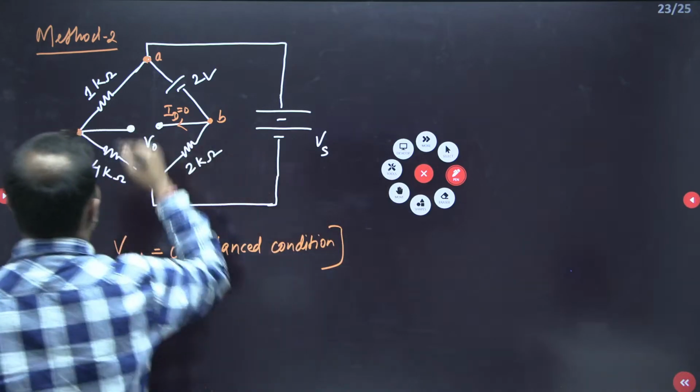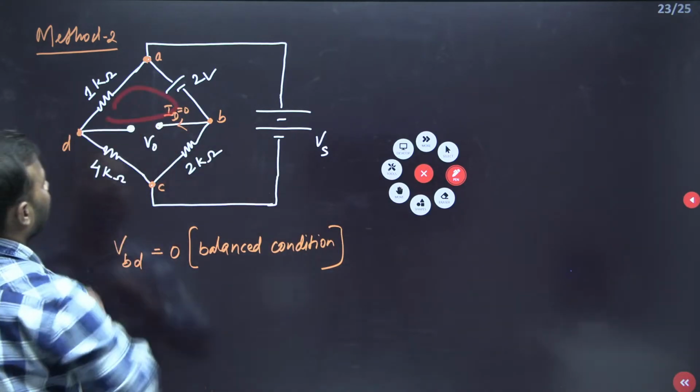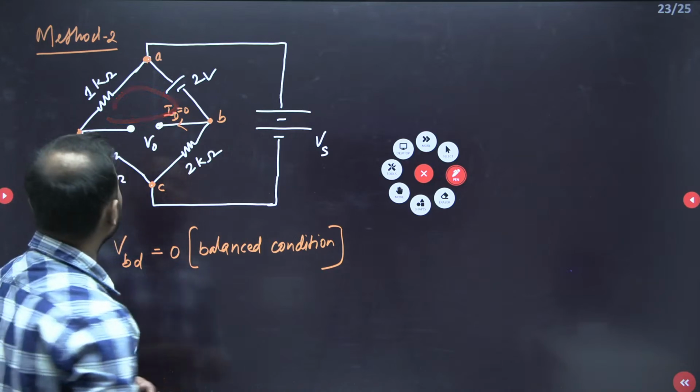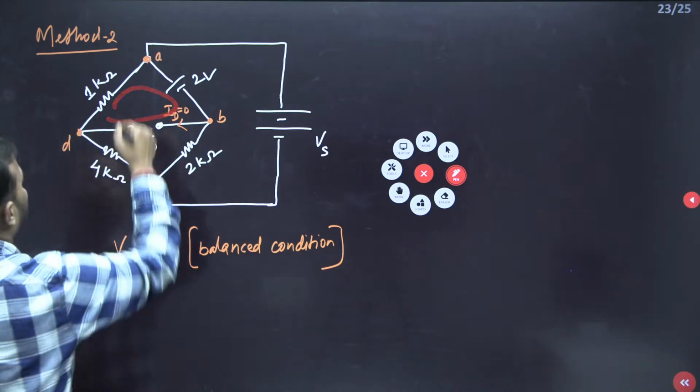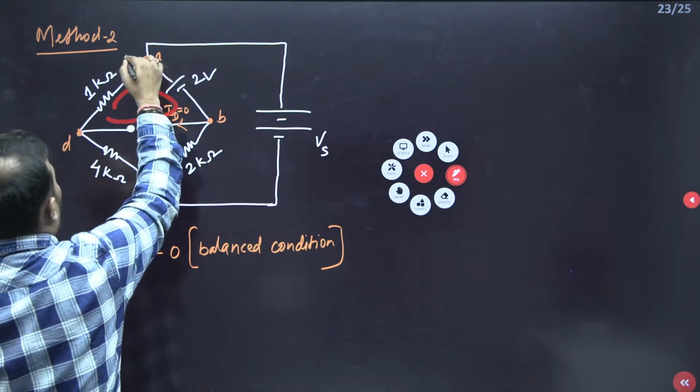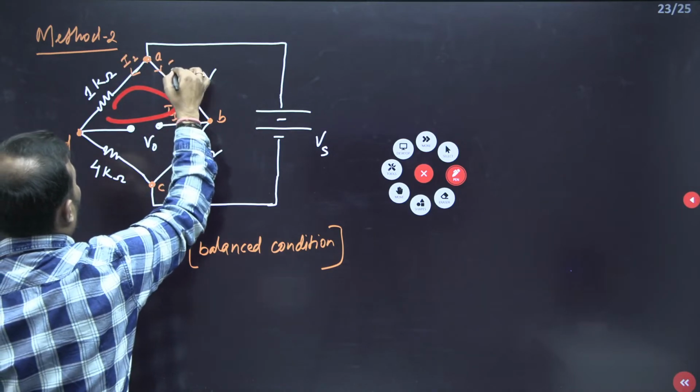Okay, I am talking about this loop. Apply the KVL in this loop. Let us see what we are getting. So here let us take the current as I2 and here the current as I1.